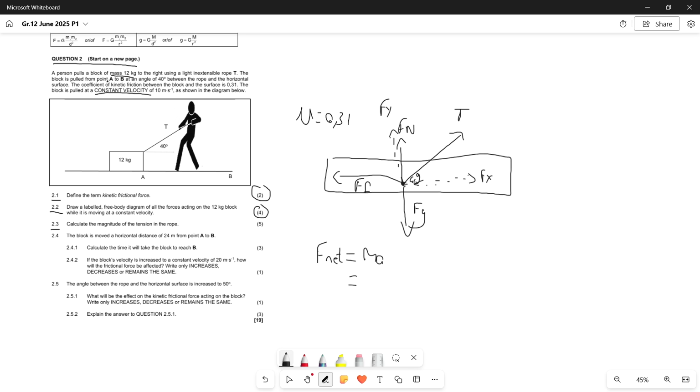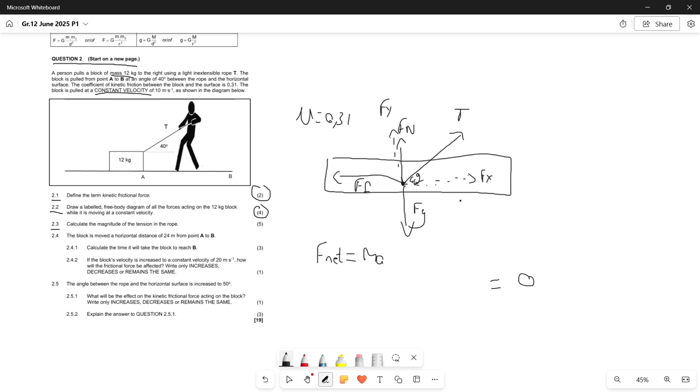Because they have shouted at us, they have put in capital letters that it is a constant velocity, which means there is no acceleration. 10 meters per second to the -1 is our velocity, but it is constant, which means there is no acceleration, which means our mass times acceleration is 0, because 12 times 0 is 0. So we just have to work with the F net for our horizontal plane on this side as we unpackage it.